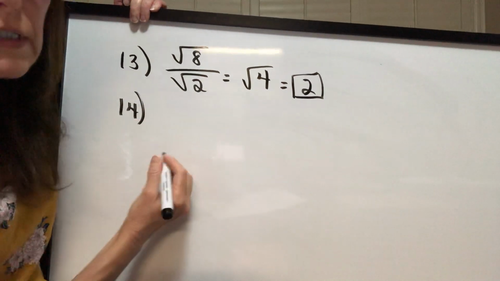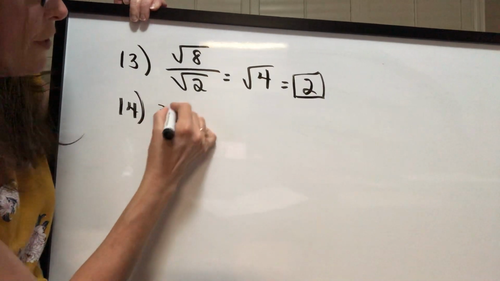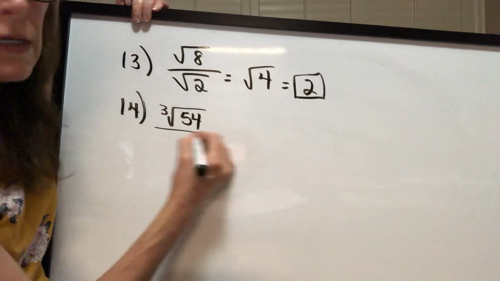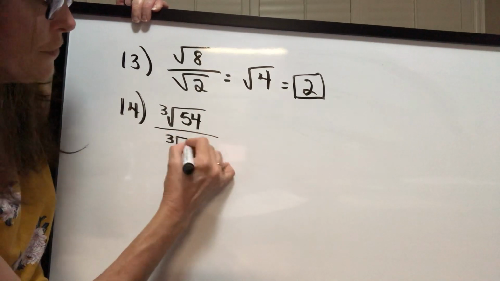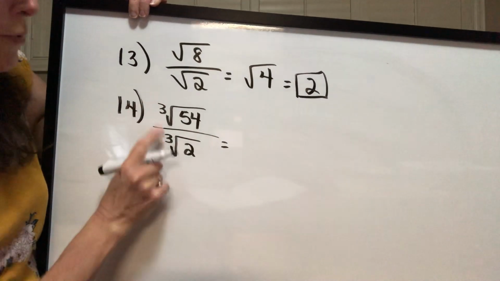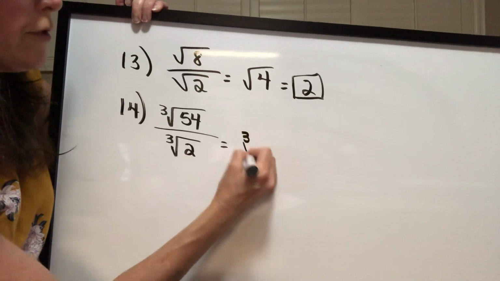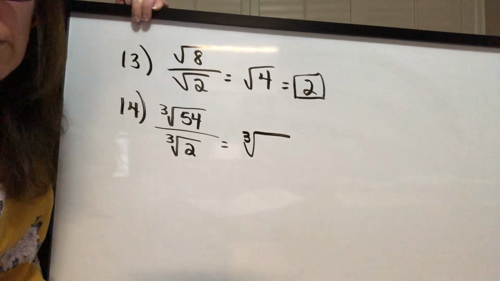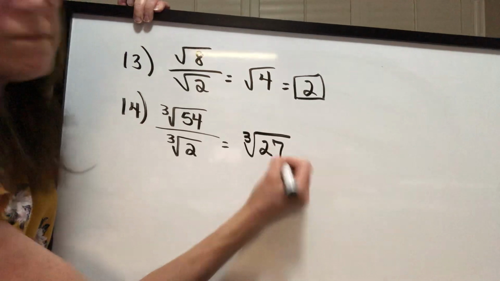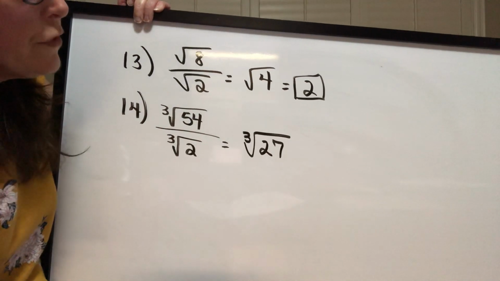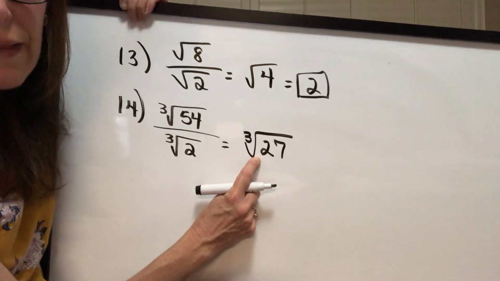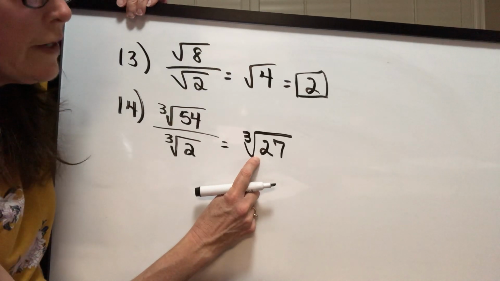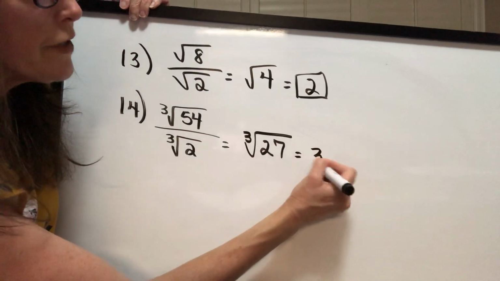Okay, so 14, cube root of 54 divided by cube root of 2. They're both cube roots, so you can keep it a cube root. If you divide 54 by 2, you get 27 as your answer. And if you type this in the calculator, going under math and choosing cube root, you will find that the cube root of 27 is 3.